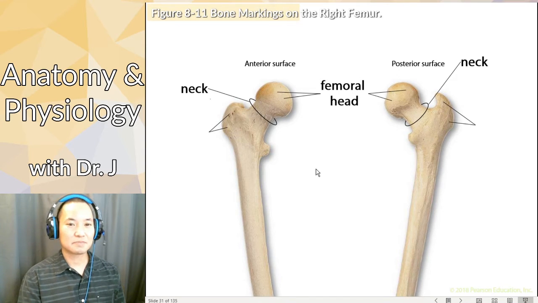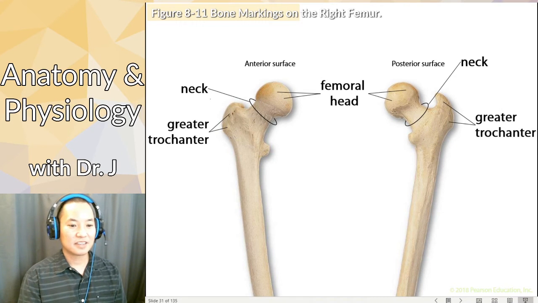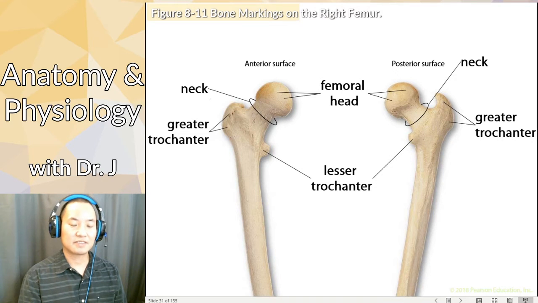And then you have this, but instead of having tubercles like your arm bone, your humerus, you have the greater trochanter instead of tubercles. And then you also have the lesser trochanter. So even like you have a greater tubercle and a lesser tubercle, you have a greater trochanter and a lesser trochanter in the femur. And the trochanters are, at least in humans, specific to the femur. So if there's a trochanter, it's a femur.